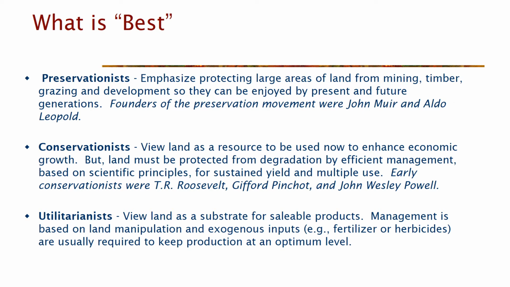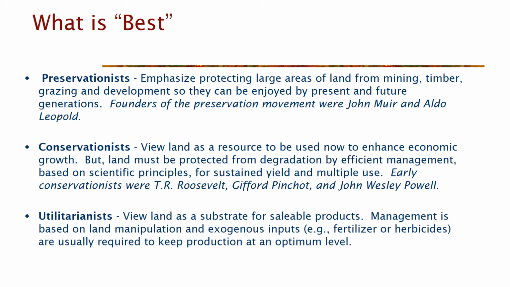Many of us, and I will include myself in this, are more in the conservationist mode, that road that was set up by Theodore Roosevelt, Gifford Pinchot, John Wesley Powell. This conservationist view is that you can use land and still protect it for future generations. So ideas such as sustainable yield, sustainability, multiple uses, all came out of the conservationist movement. These ideas focus on using land but protecting it for future generations.